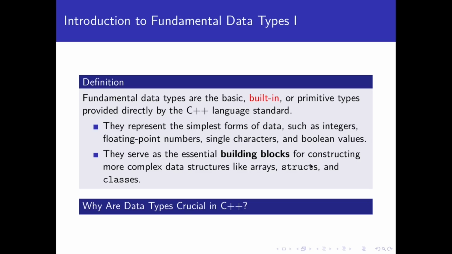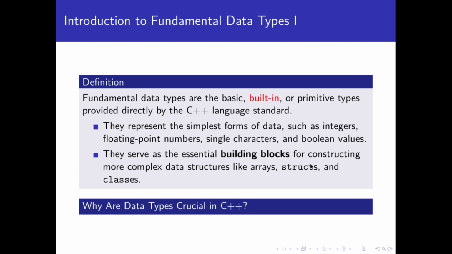Data types are the basic built-in primitive data types provided directly by the C++ language standard. They represent the simplest form of data, such as integers, floating point numbers, single characters, and Boolean values. They serve as essential building blocks for constructing more complex data structures like arrays, structs, and classes. All these data types, we've seen a sample of them in the previous videos.